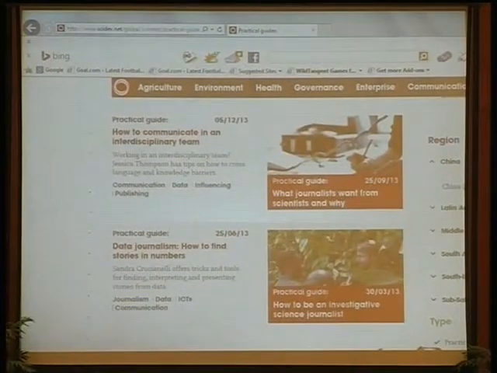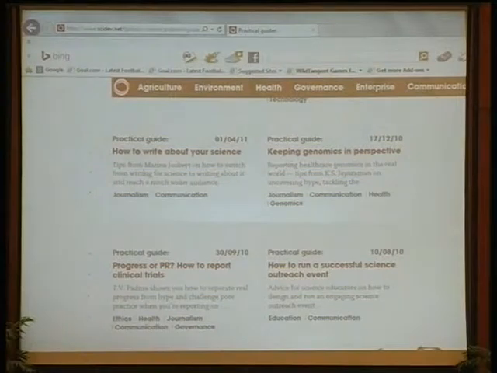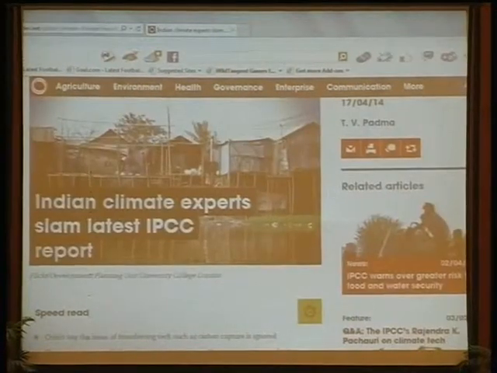And in fact, I think Dr. Jayaraman wrote this, how to be an investigative journalist. Those who know him know that this is precisely the practical guide he should have been writing, and he wrote it. And here are more examples of the practical guides: how to write about your science, or one I wrote on clinical trials, which was mentioned in the opening speech yesterday. Also, how do you report progress of PR, how do you judge, and how to run a successful science outreach event. These are just some examples, not all.